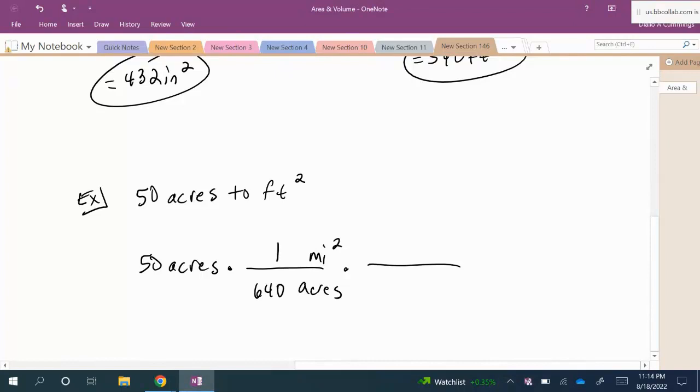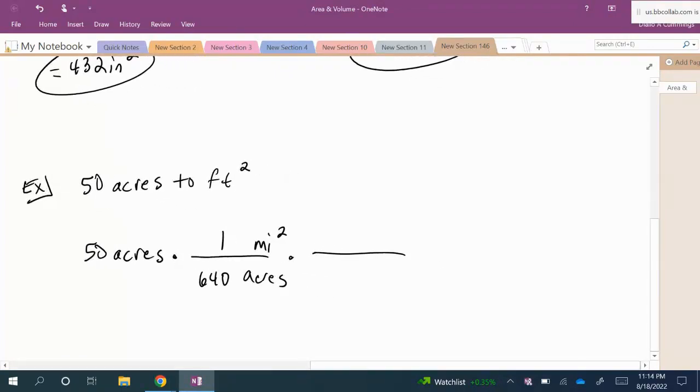640 acres is equal to 1 square mile. And next we want the unit of square miles to cancel. So I'll put square miles in the denominator and square feet in the numerator. And we'll write out that conversion. So 1 square mile is equal to 27,878,400 square feet. And once we multiply, the units of acres will cancel, the unit of square miles will cancel.